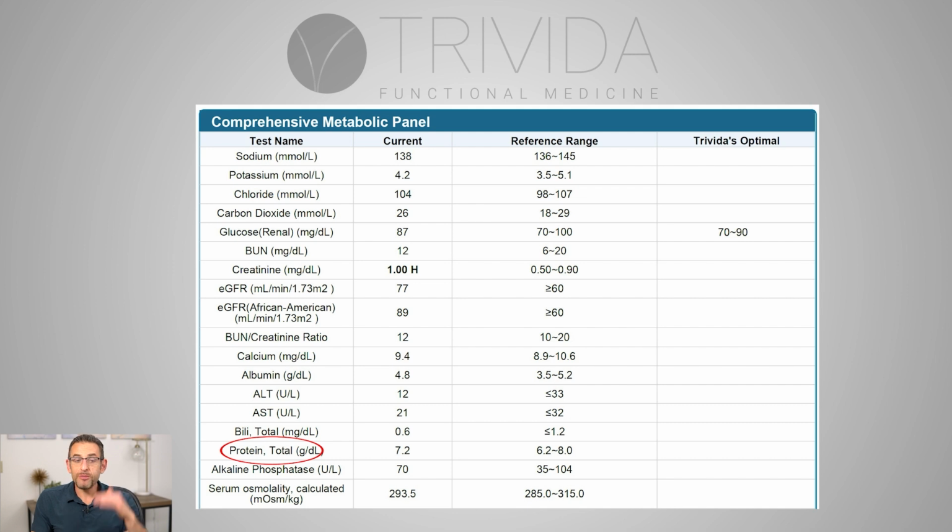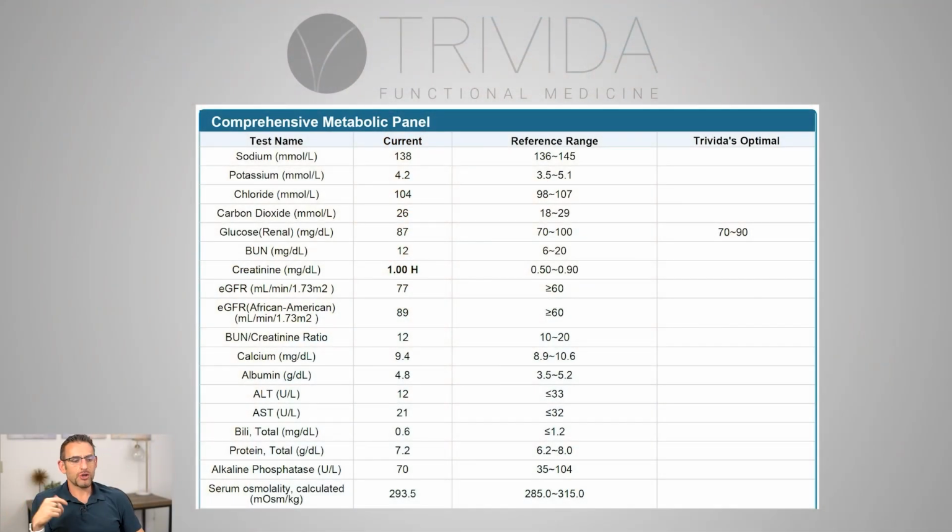Protein total. Albumin is a type of protein, but there are also many other types of protein: globulin, sex hormone binding globulin. There are a lot of different proteins in the blood. Proteins carry things, and they're building blocks, so it's really important that you have enough protein. That's why it's so important to consume enough protein in food, but it's also important to have proper liver function and proper other nutrients to help build proteins. So we want to make sure your protein levels are good.